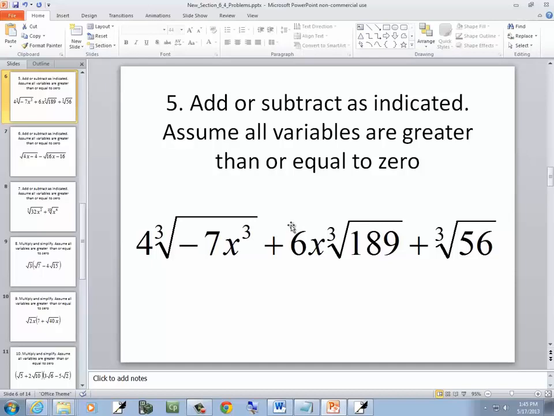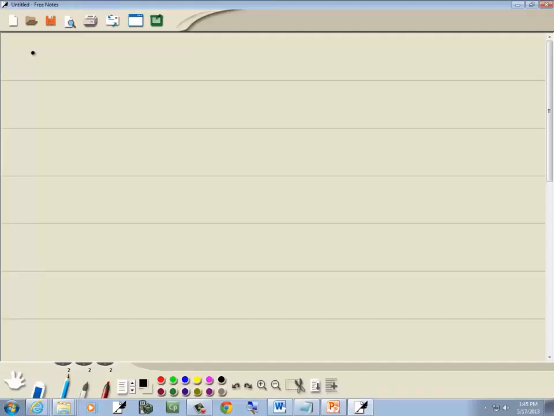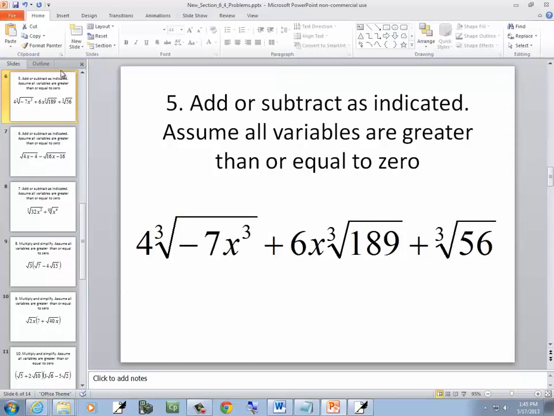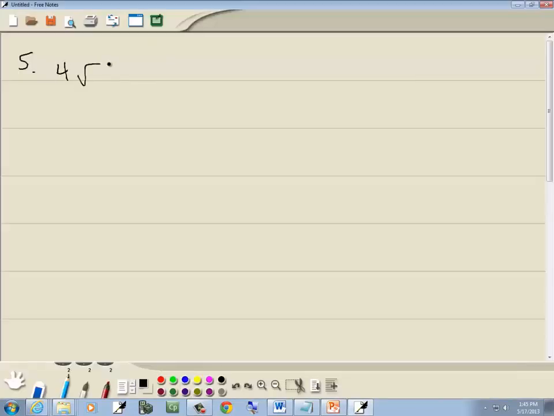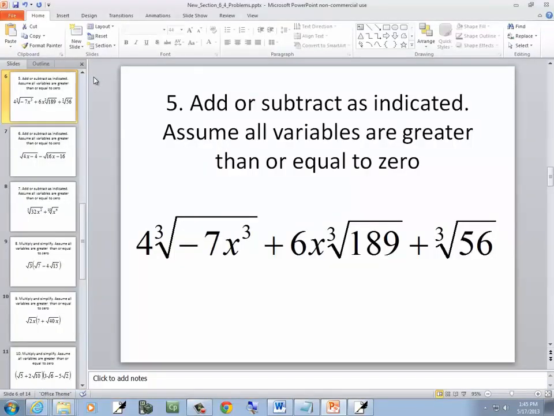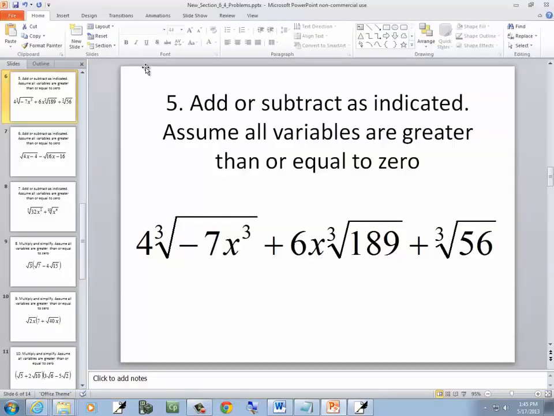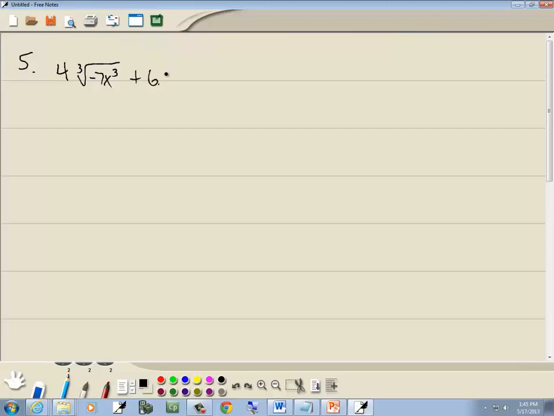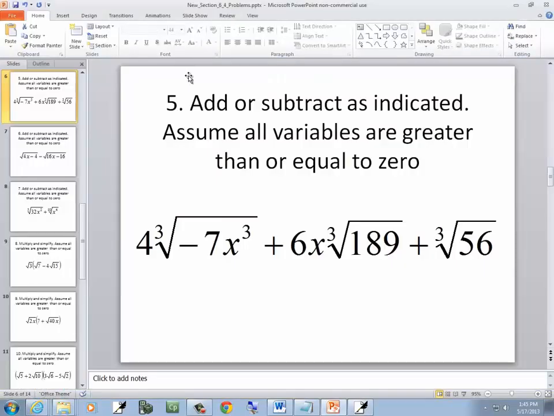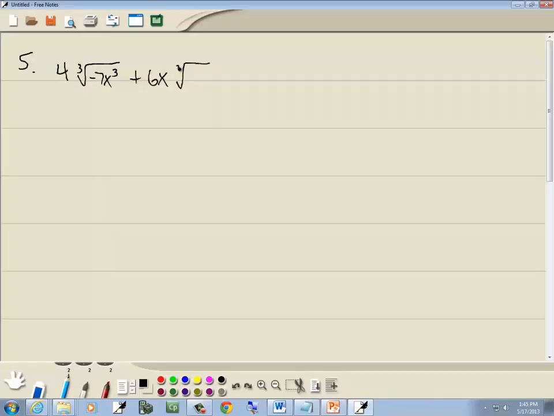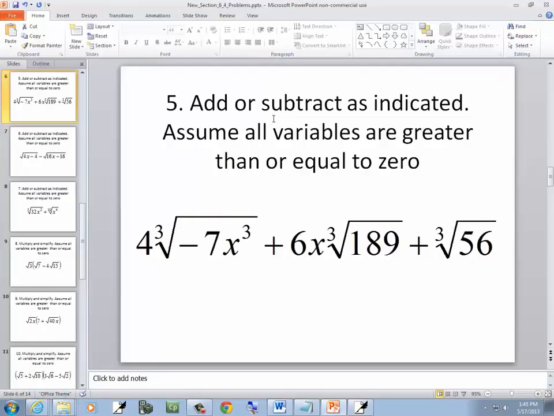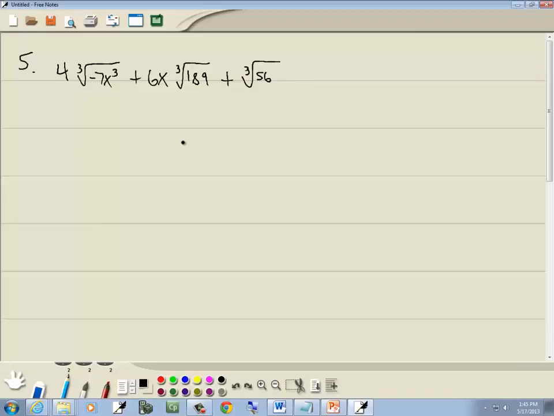Okay, let's look at this problem. We've got 4 cube root of negative 7x to the third, plus 6x cube root of 189, plus cube root of 56. Obviously these radicals are all different.